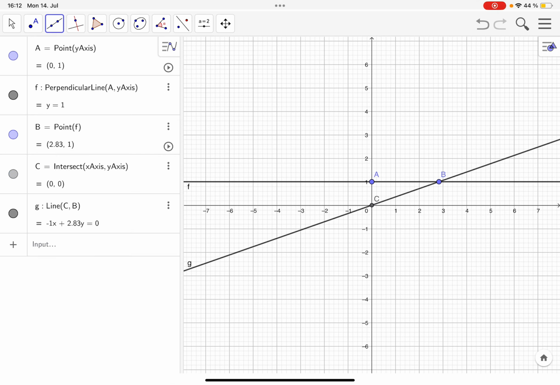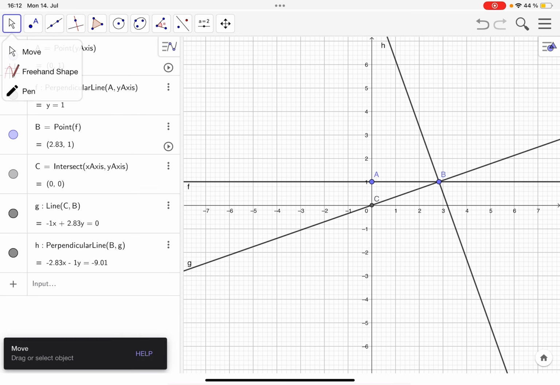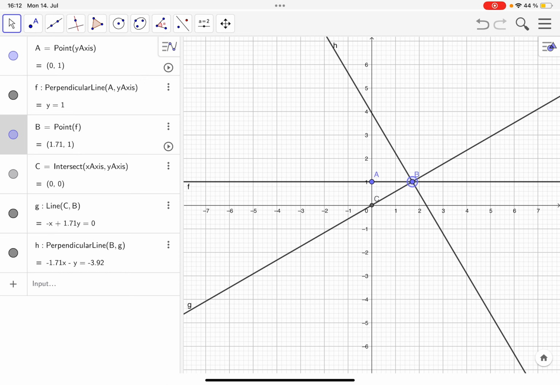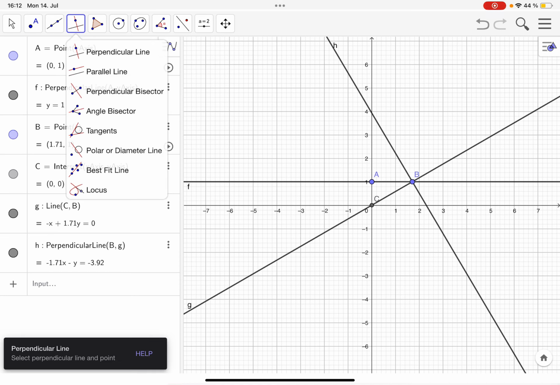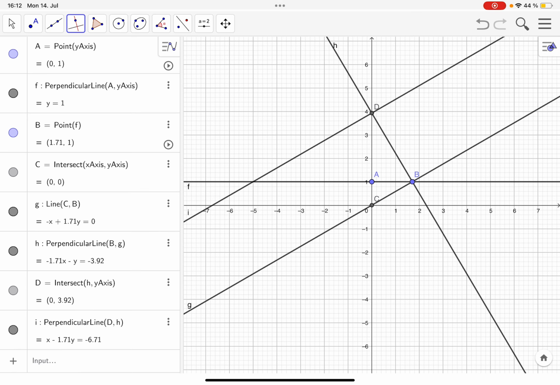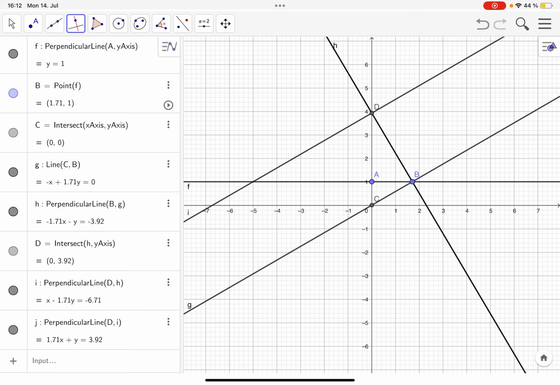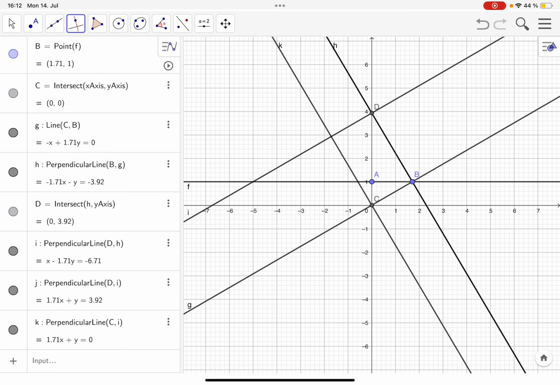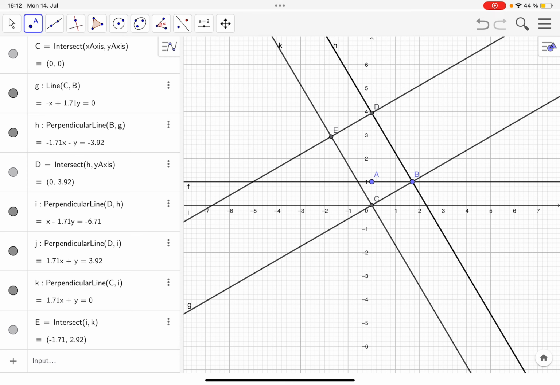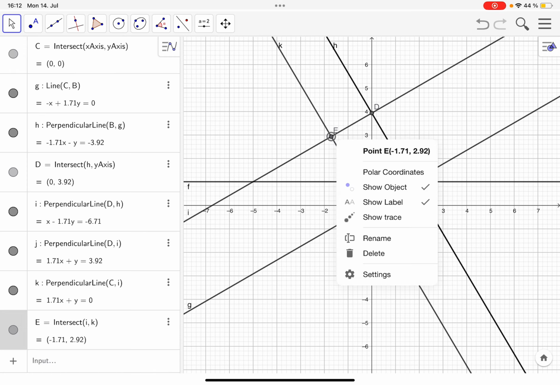Now we have CB. We make a perpendicular to CB at B. And then at the intersection, we make another perpendicular line. And then from the last line, which is here called I, we make a perpendicular line that passes through point C, which is the origin. Now the intersection here also traces a parabola.